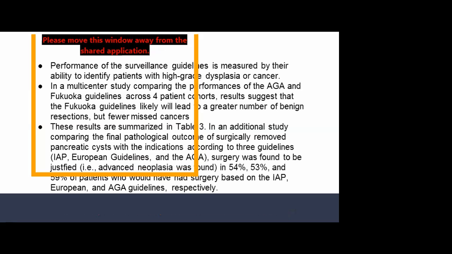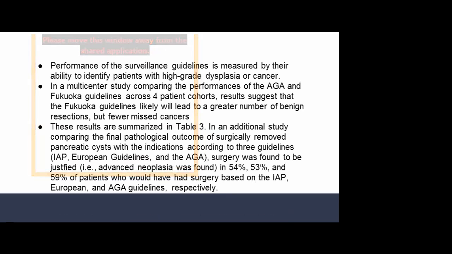But in a multi-center study assessing the performance of the American Gastroenterological Association and Fukuoka guidelines, they noticed that the Fukuoka guidelines will likely lead to a greater number of benign resections but miss fewer cancers. So they lead to more resections than the AGA guidelines, but they picked up more cancers compared to the AGA guidelines.